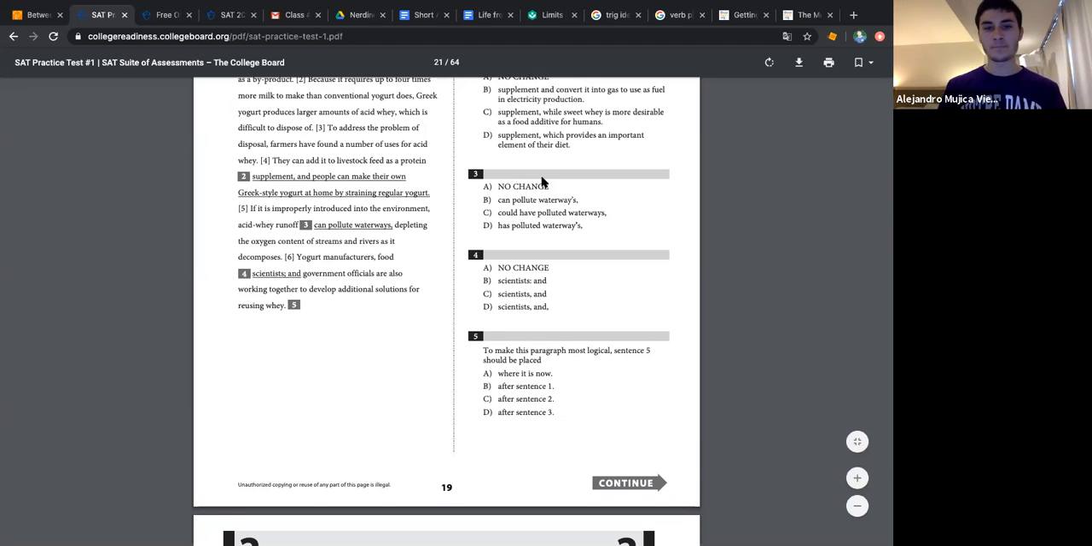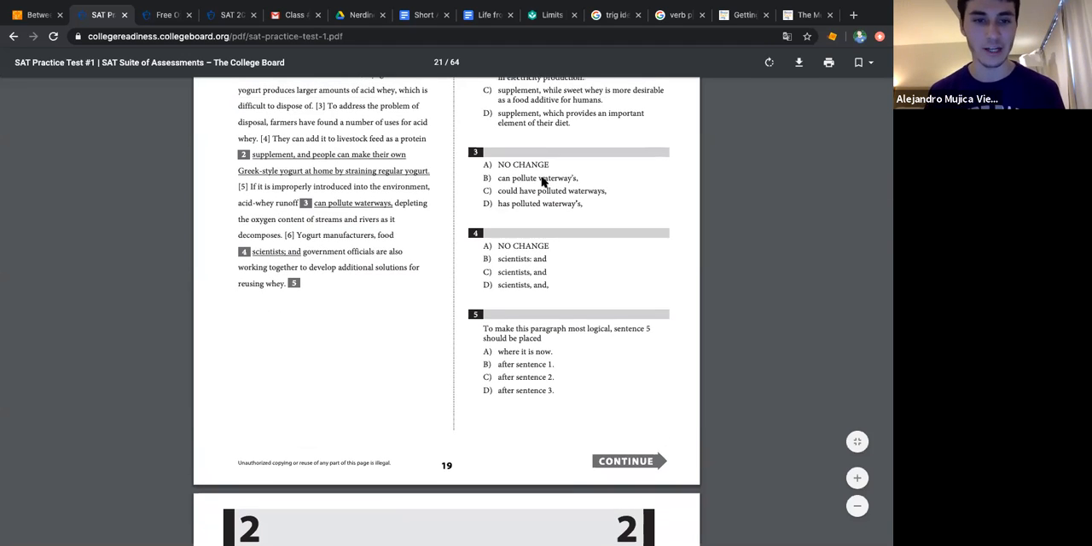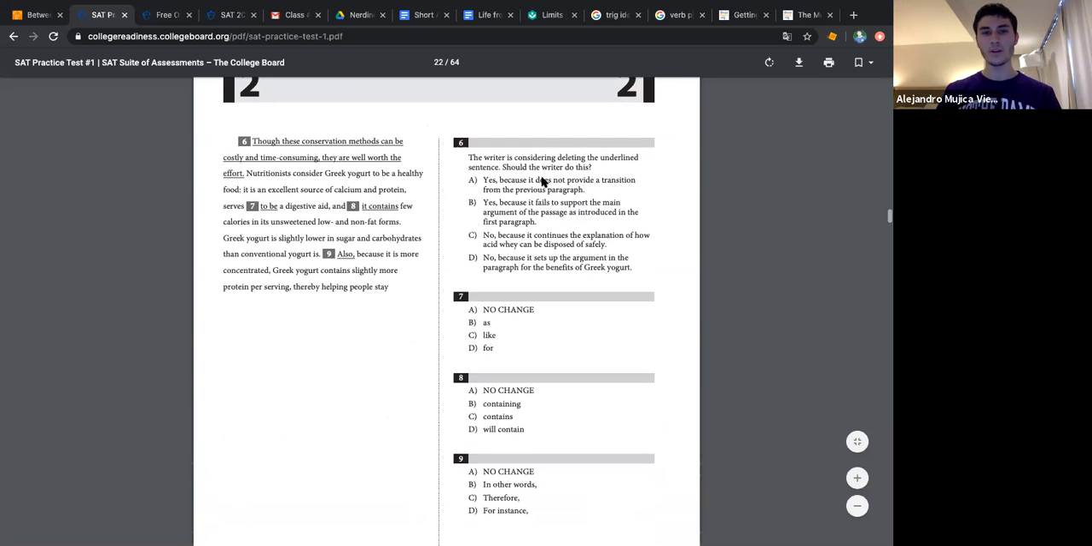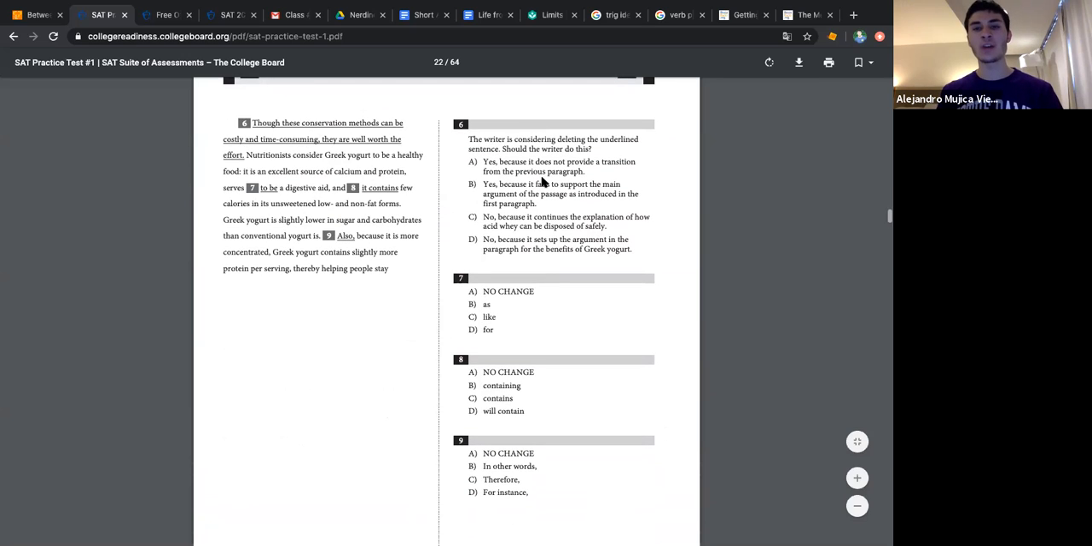Number 4, this is purely mechanics, just like semicolon, colon, comma, that kind of stuff. And number 5 is sentence placement. Number 6 is add or delete. So as you can see, we have yes and no, and then 2 different choices for each, depending on the reasoning for our answer. Then we have just a simple vocabulary question, but this time it's a preposition, what we're looking for.